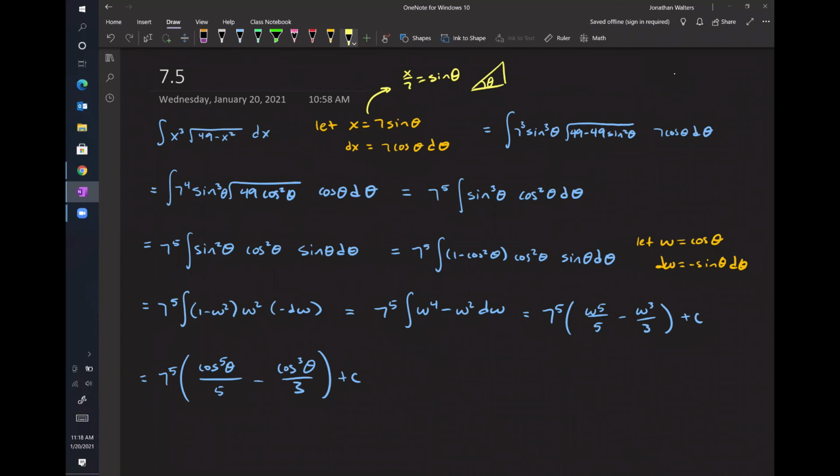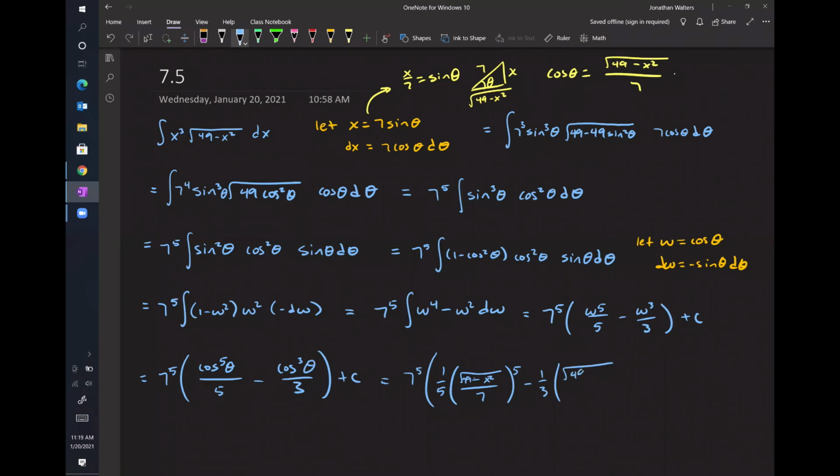So if this is theta, opposite is x, hypotenuse is 7. The adjacent now must be square root of 49 minus x squared. So cosine of theta is adjacent, square root of 49 minus x squared over 7. So basically substitute that in for cosine of theta. So this is going to be 7 to the 5th power, 1 over 5 times square root of 49 minus x squared over 7, quantity to the 5th power, minus 1/3, same thing, radical 49 minus x squared over 7 to the 3rd power plus c. That's our answer.